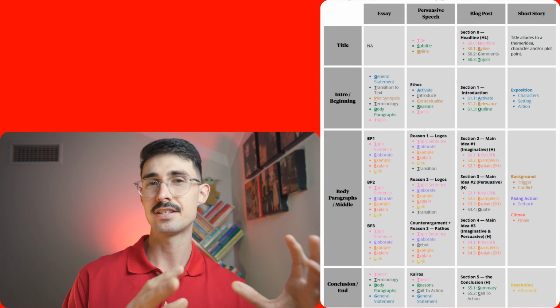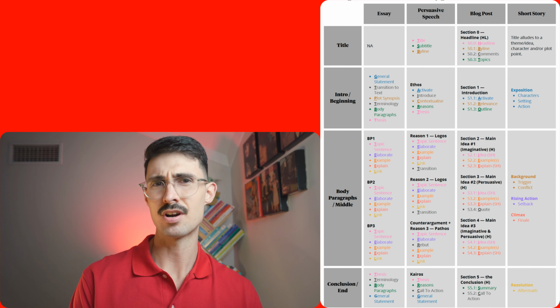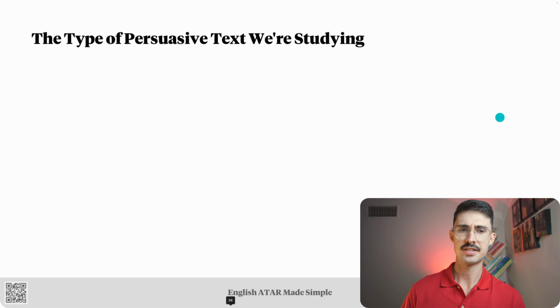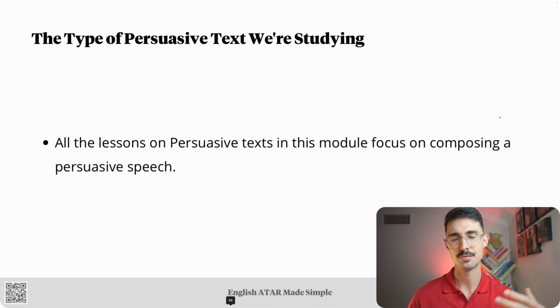I've personally found this whole comparison table very useful in remembering each text type structure, and I hope you do too. That is all the main content for the lesson. Let's do a simple summary. First section of the lesson, the type of persuasive text we're studying, it's a persuasive speech. We know that by now.